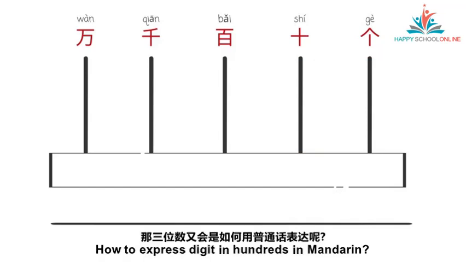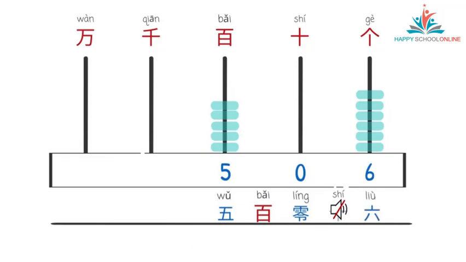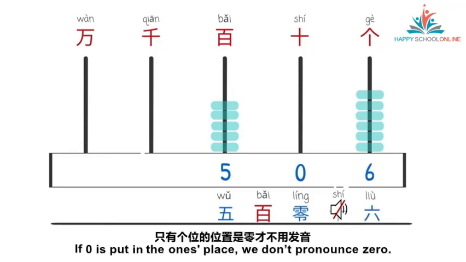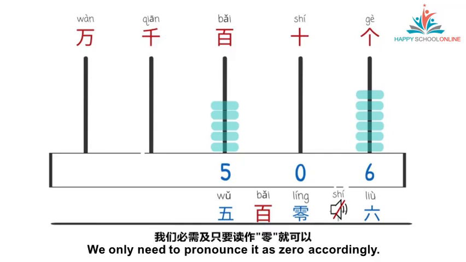Okay. How to express digit in hundreds in Mandarin. 506 is pronounced as 506. You need to be aware if 0 is put in the ones place, we don't pronounce 0. However, other than the ones place, we only need to pronounce it as 0 accordingly.